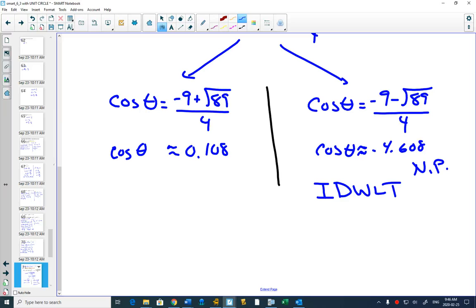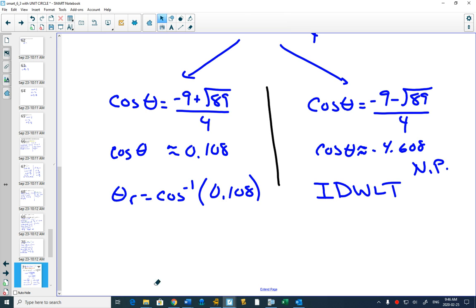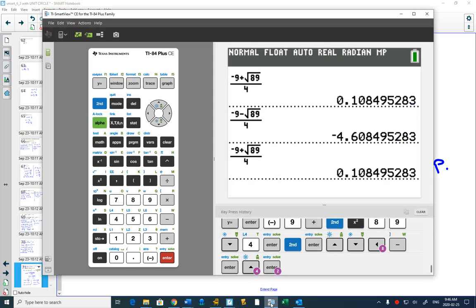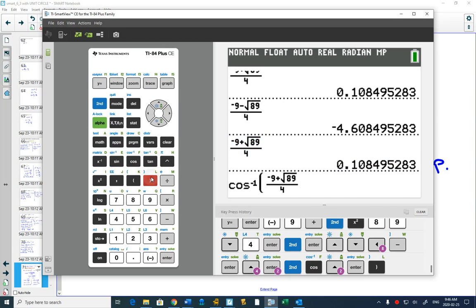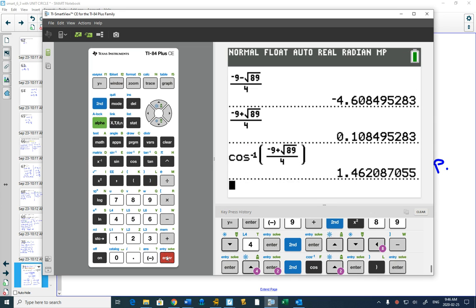This side, however, does work. So we need to find our reference angle. We find our reference angle by doing cos inverse of our answer. Now, I wrote just 3 decimal places, but again, we need to keep all of our decimal places. So when I go cos inverse, I can either write my answer from before, or maybe I even select what I typed before. So I have all those right, and I find out that my reference angle is 1.462.